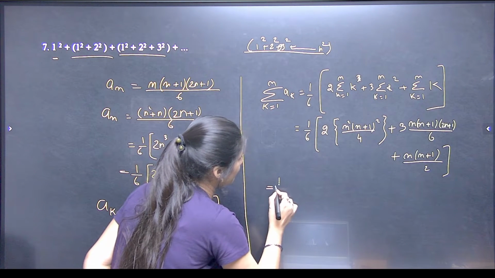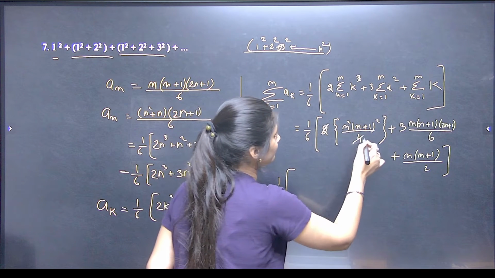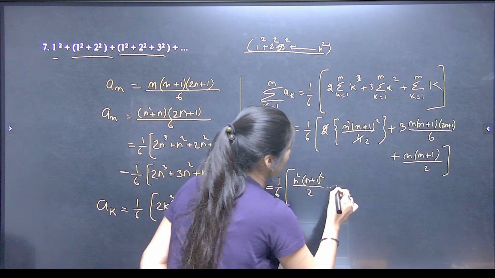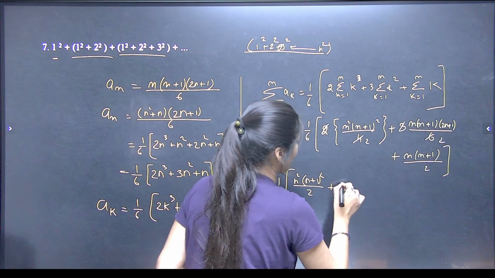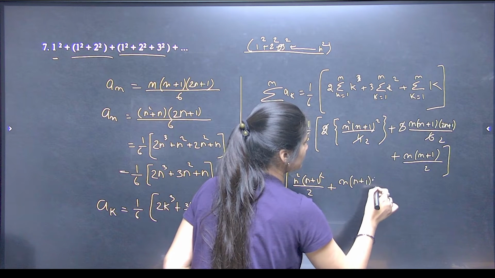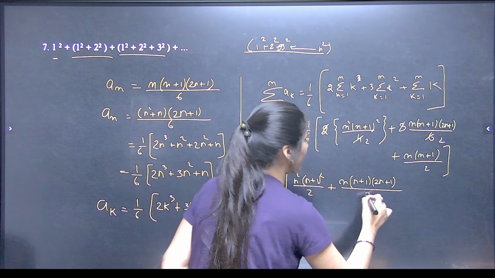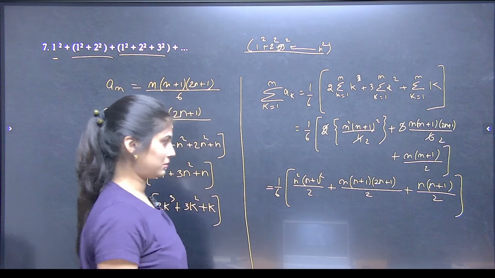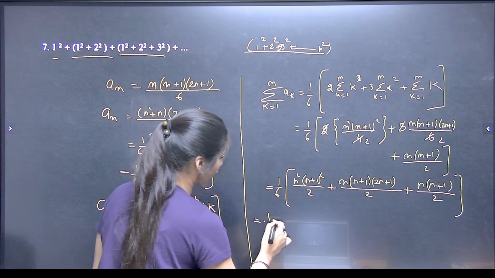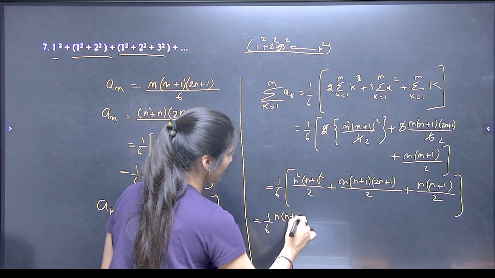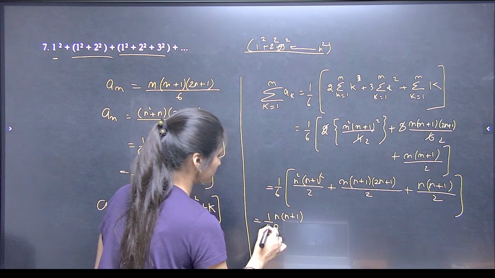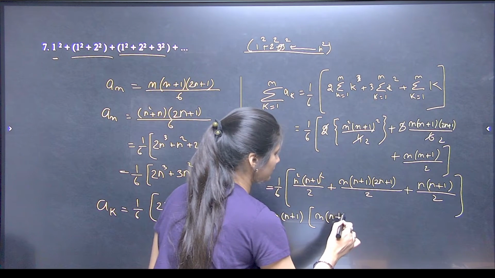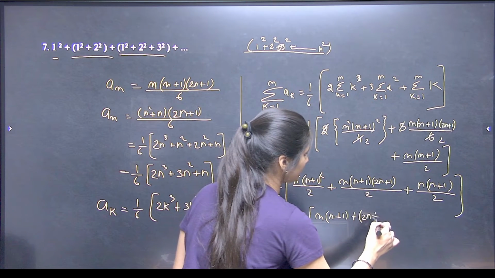It will give 1 by 6. See, here we have n square (n plus 1) square by 2 plus (n plus 1)(2n plus 1) by 2, and again we have (n plus 1) by 2. Okay, now what we can do? We can take common (n plus 1) and we can take 2 from the denominator. So we have 6 into 2 at the denominator. So we have n plus 1 plus 2n plus 1 plus 1.